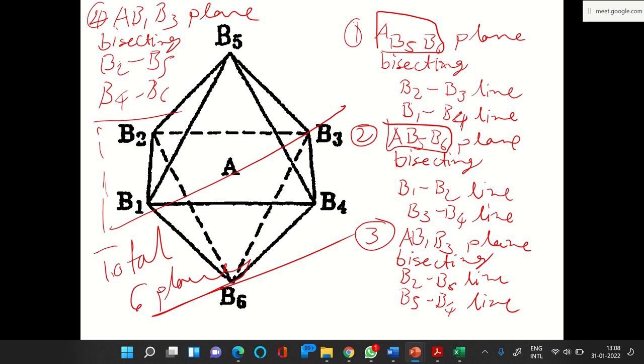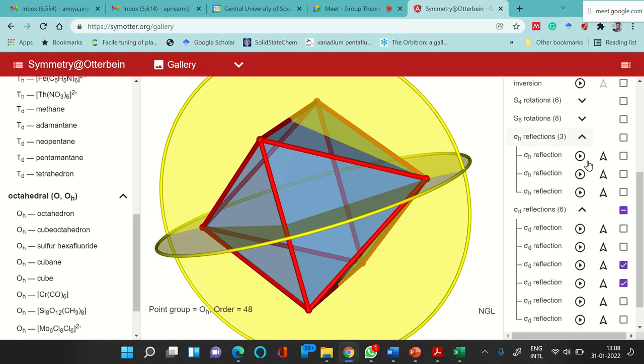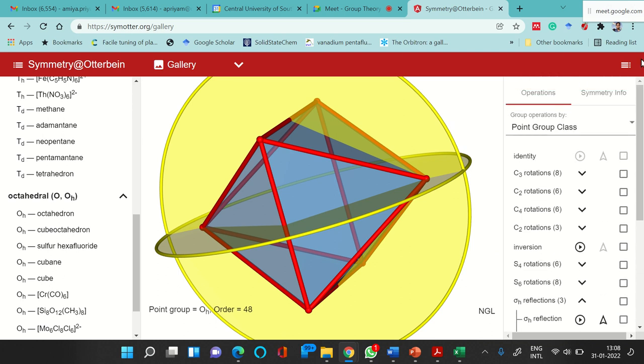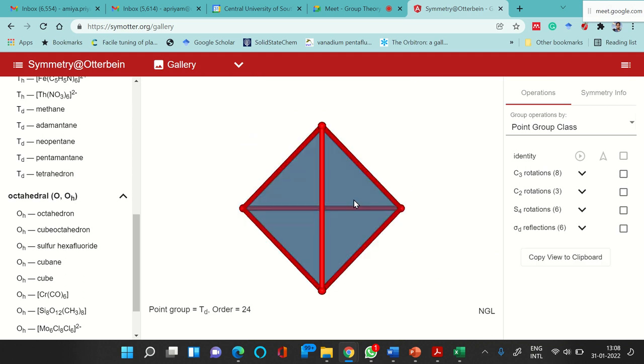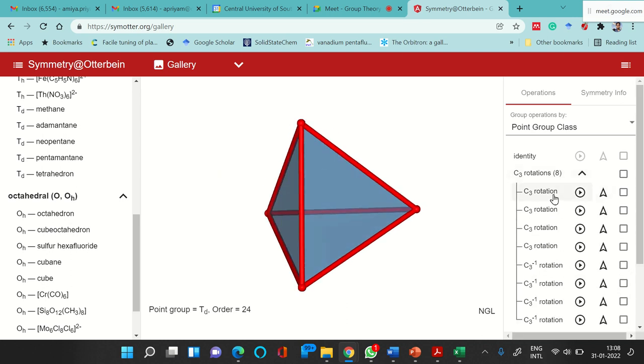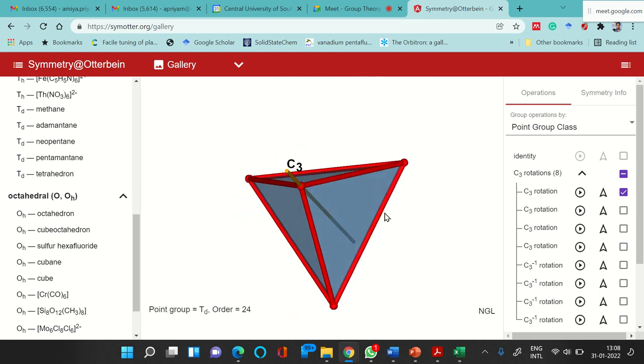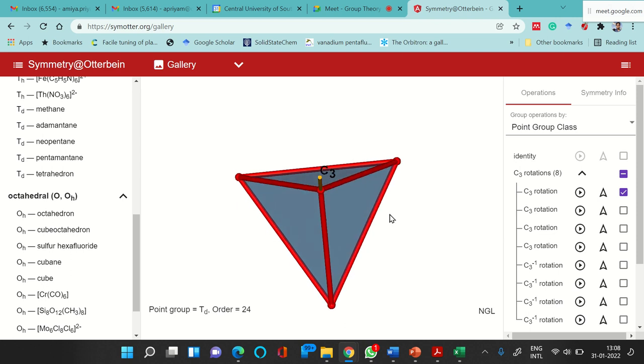Now you have visualized all these six planes in an octahedron structure, and if you are looking at the other finer points, it is how many axes you have. So we start with the tetrahedron first. Let us look at the tetrahedron once again. How many C3 and how many C2 axes are there in a tetrahedron? So if you look at the C3, one is this. Is the C3 axis visible? In this way you will see three very easily.